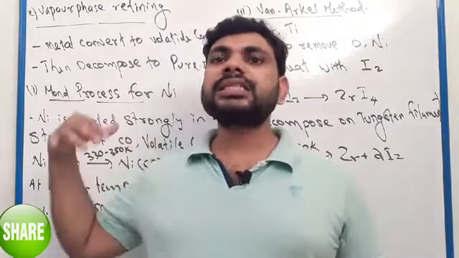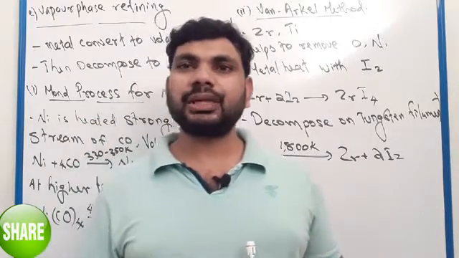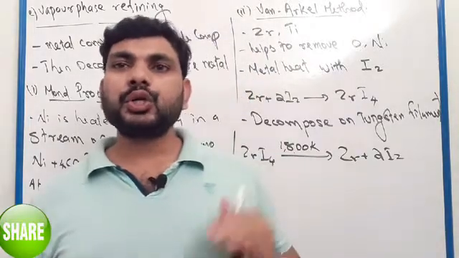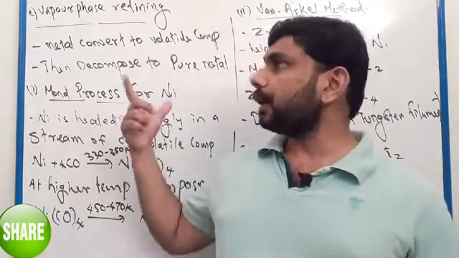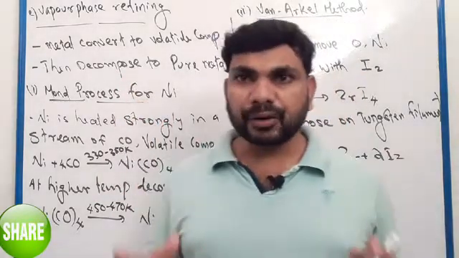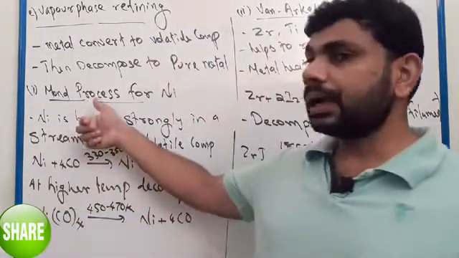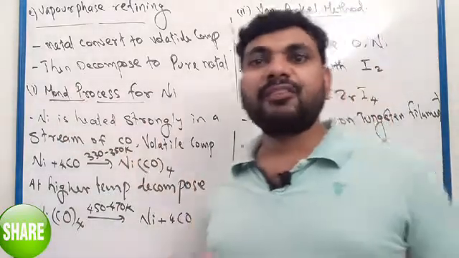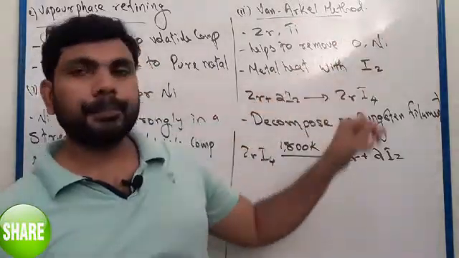Okay, this is the 5th method. The 4 methods we already discussed are distillation, liquefaction, electrolytic refining, and zone refining. Next, the 5th method is vapor phase refining. Vapor phase refining is again classified into 2: first, the Mons process, and second, the Van Arkel process.